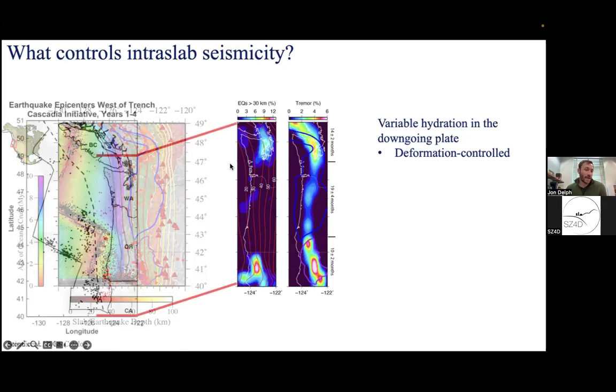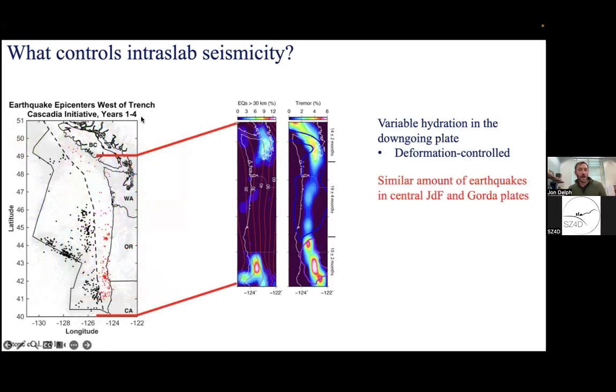This was complicated even more by the deployment of the Cascadia Initiative Ocean Bottom Seismometer Array that occurred from about 2011 to 2015, blanketing the Juan de Fuca plate with these OBS instruments. During at least this period, the seismicity rates weren't that different between central Cascadia and what we saw in the Gorda. So what that might mean is that the previous picture I showed you, which is just the USGS catalog, didn't quite have the recording sensitivity necessary to constrain these intraplate earthquakes within the central Juan de Fuca.